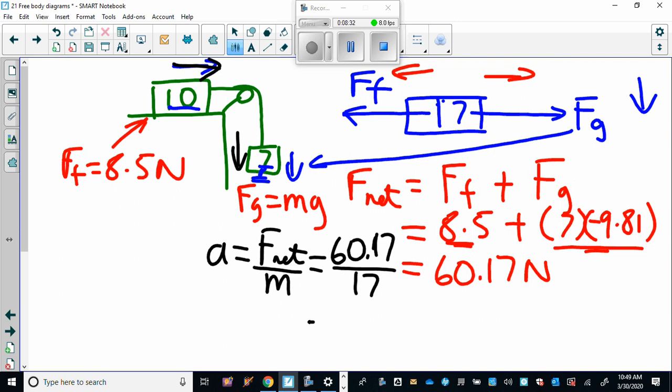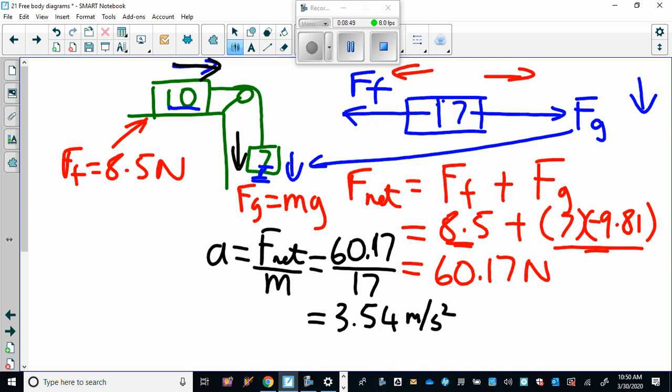So divide those, and you end up getting, in this case, 3.54 meters per second squared. That is the acceleration of the system. That's the acceleration of the 7 going down and the 10 going across.